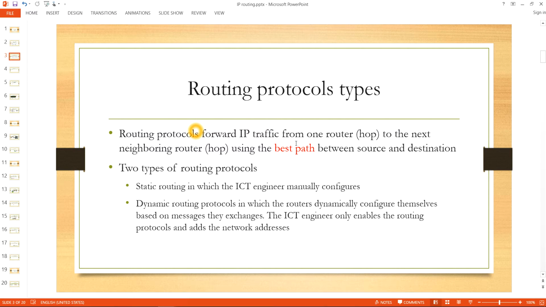And by doing so, they use what's called the best path between the source and the destinations. This means between the source and the destination we have many different paths, and it is the job of the routing protocols to tell the router which path is the best. When we say best, it may come in two ways. Maybe it is the shortest path so that we don't get involved with a lot of delay, or it is the fastest link.